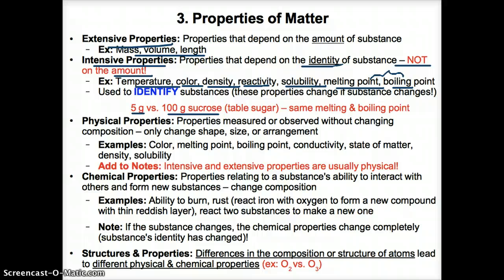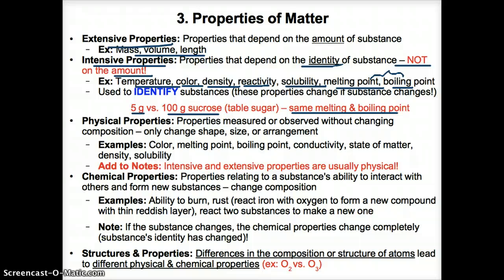If you have these different samples with different masses, it doesn't matter that their masses are different. Since you have the same substance with the same identity, sucrose in both cases, both samples will have the same melting and boiling point, since these temperatures are intensive properties that depend only on identity.